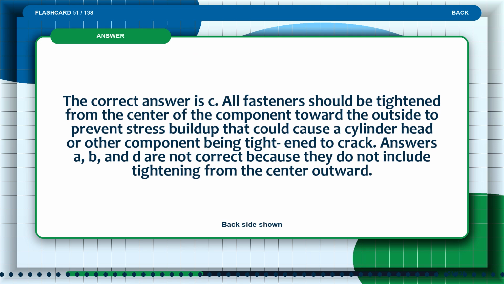The correct answer is C. All fasteners should be tightened from the center of the component toward the outside to prevent stress buildup that could cause a cylinder head or other component being tightened to crack. Answers A, B, and D are not correct because they do not include tightening from the center outward.